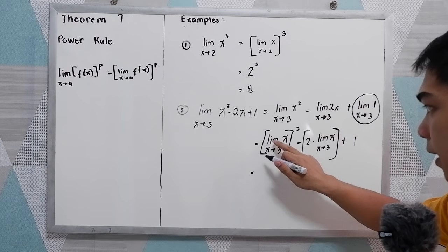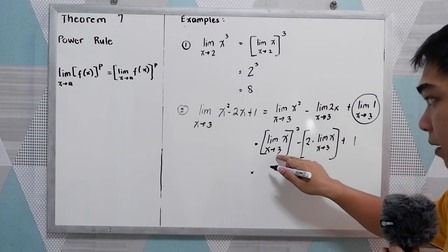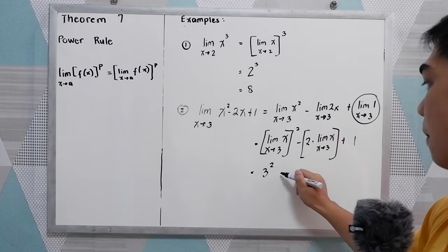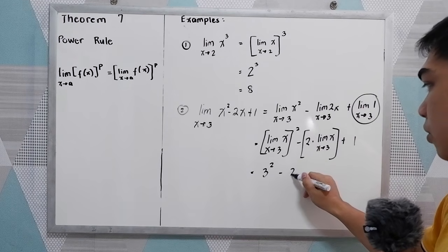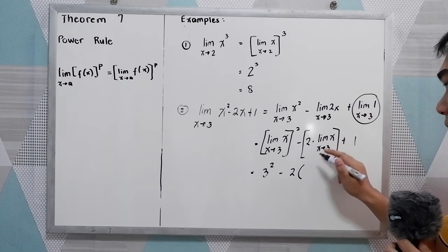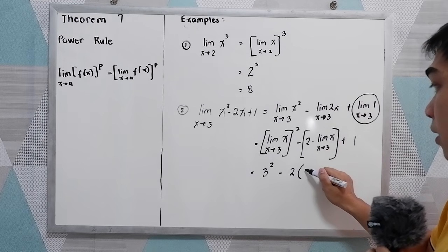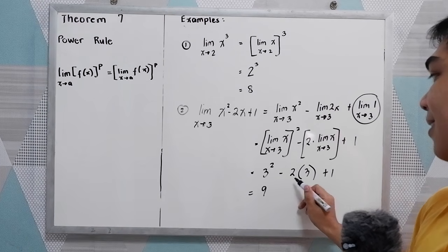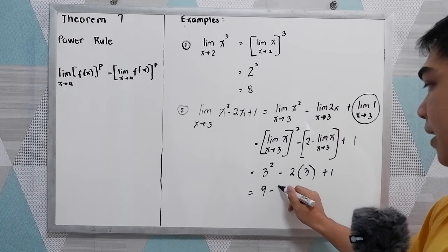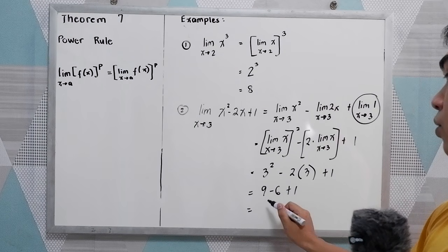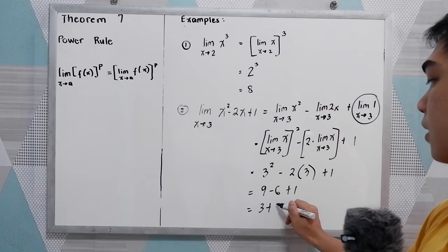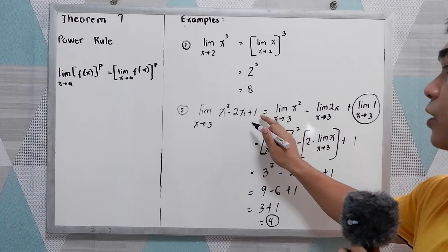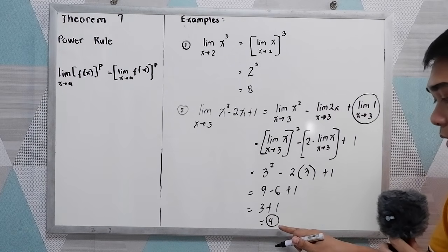Now we have the limit of x as x approaches 3, that is theorem 2, that is equal to 3, then squared, minus 2 times the limit of x as x approaches 3, theorem 2 again, so times 3 plus 1. So 3 squared, that is 9, minus 2 times 3, that is 6 plus 1. So 9 minus 6, that is 3 plus 1, that is equal to 4. So the limit of x squared minus 2x plus 1 as x approaches 3 is equal to 4.